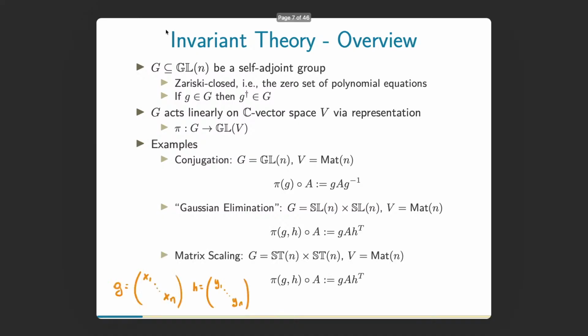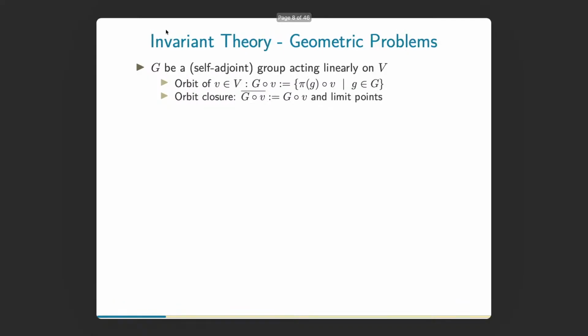And well, the familiar matrix scaling, right? So what's matrix scaling? I have two diagonal matrices of determinant 1, and I'm acting on the space of all matrices by what? Well, row scaling and column scaling, right? So you can see that this general umbrella fits all of those actions that we're talking about. But today, seriously, just think about conjugation, okay? We're going to see some cool things happening there.